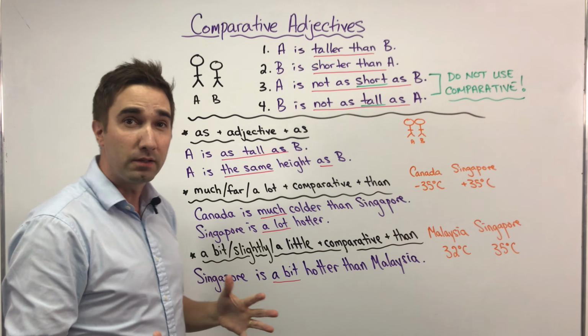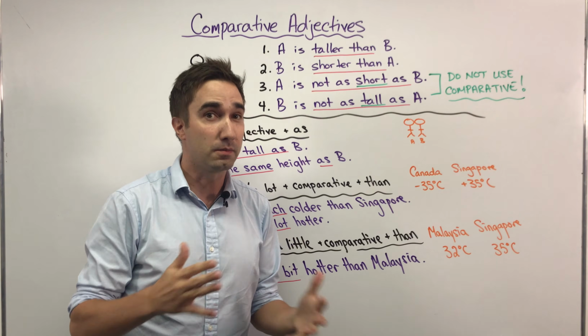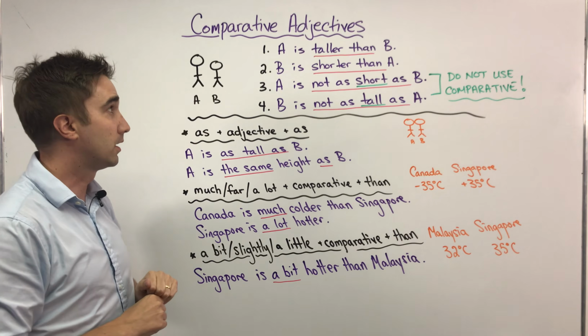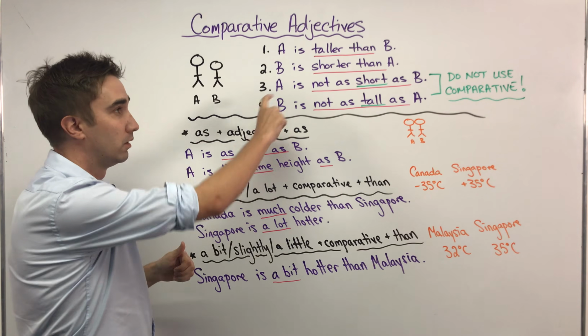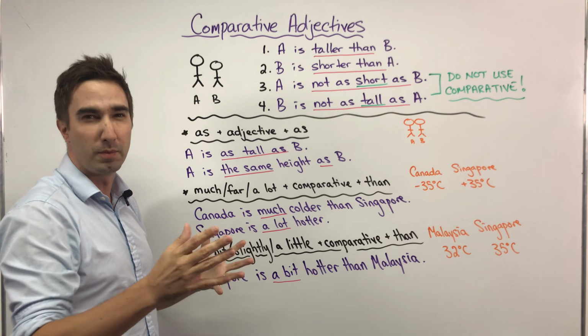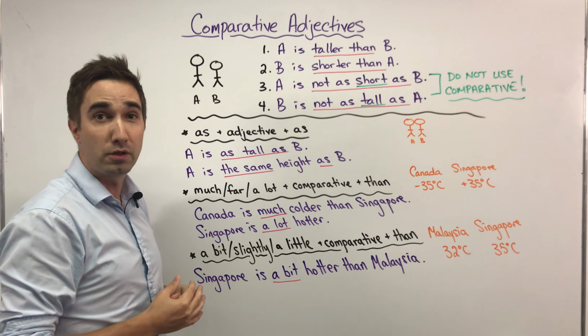So there you have it. That's pretty much the basics of how we use comparative adjectives. Like I said again, sentence 3 and 4, a little bit more advanced, so it might be a little bit difficult for you. But don't worry about that too much. You can watch more videos to learn more.